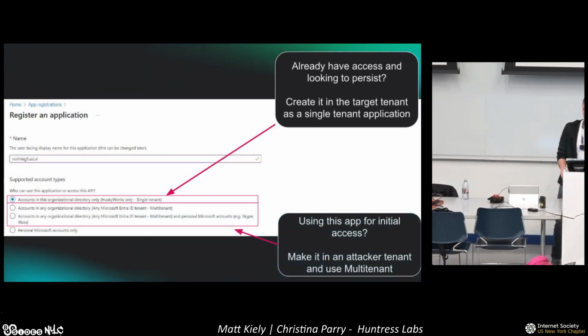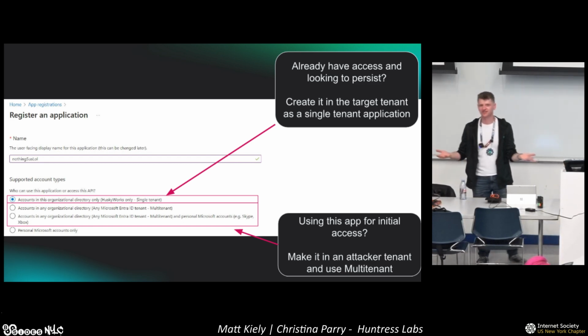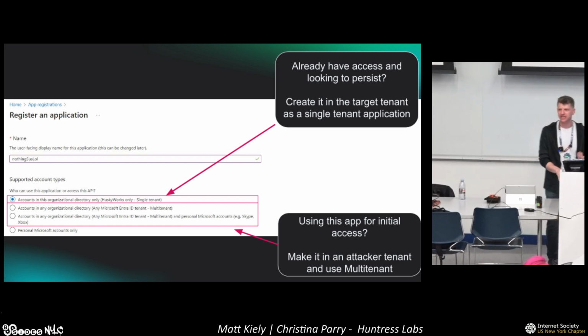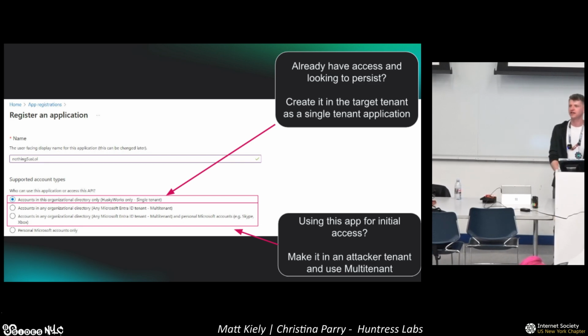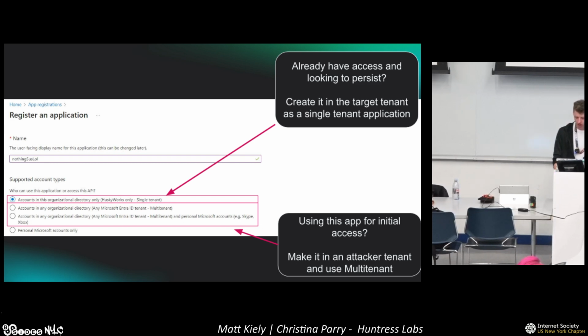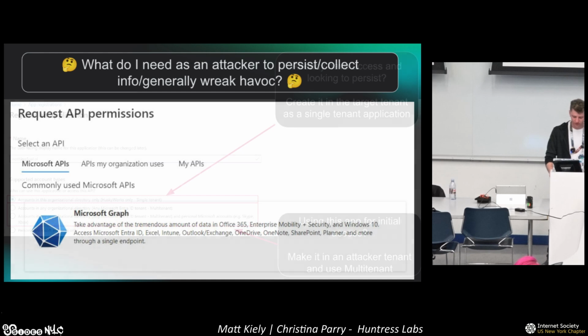It's actually not super interesting. It's exactly how you build any application in Azure, right? It's just building one with the permissions that you need to wreak some kind of havoc. You register an application. This one's called Nothing Sus, LOL. If you already have access to the tenant, you can install this as a single tenant application, so you can just scope it right to that tenant. If you are using it for initial access, you can make it a multi-tenant application and then coerce somebody to install it on your behalf.